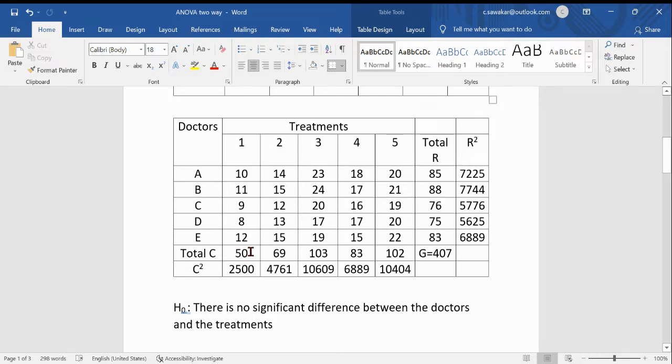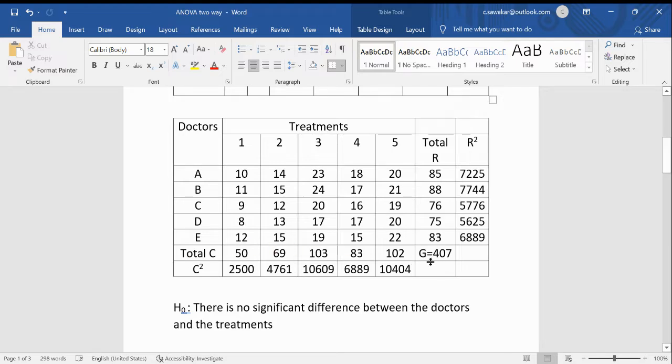Once we have the C totals, we square them. The square of 50 is 2500, the square of 69 is 4761, and so on. Similarly, we have made the total R square column: 85 square is 7225, 88 square is 7744. This is quite easy, just summing up the values and then writing the square.